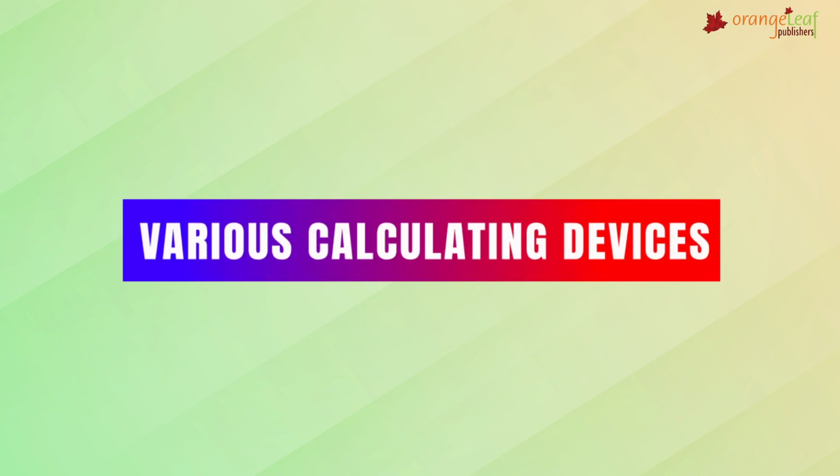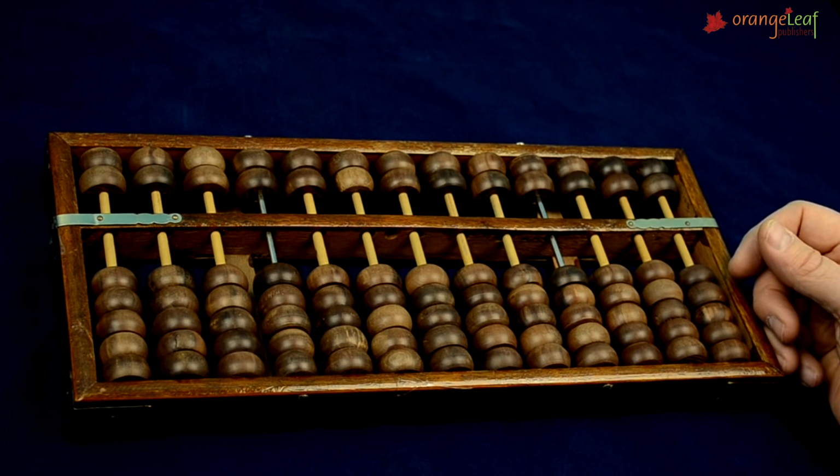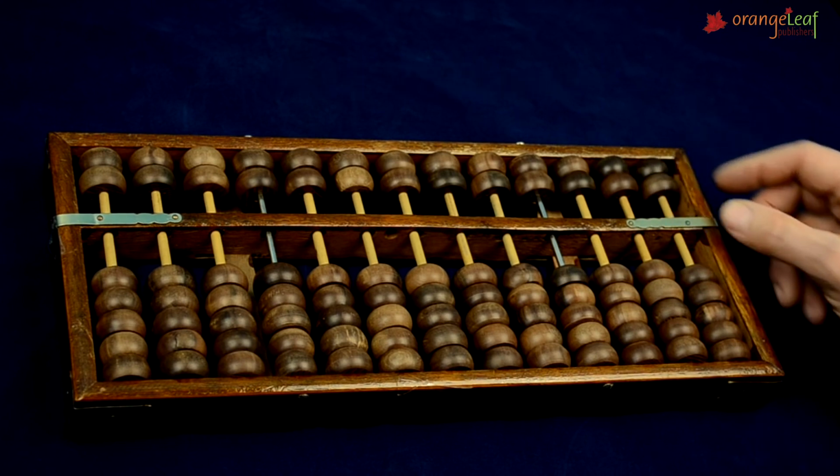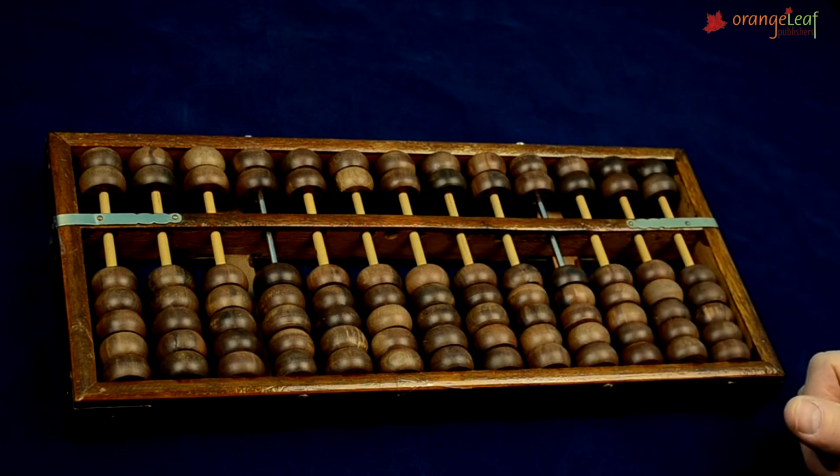Various calculating devices. 3000 BC abacus. The abacus was the first mechanical device used for calculations. It was developed in China. It was made up of a wooden frame with rods attached, each having beads.